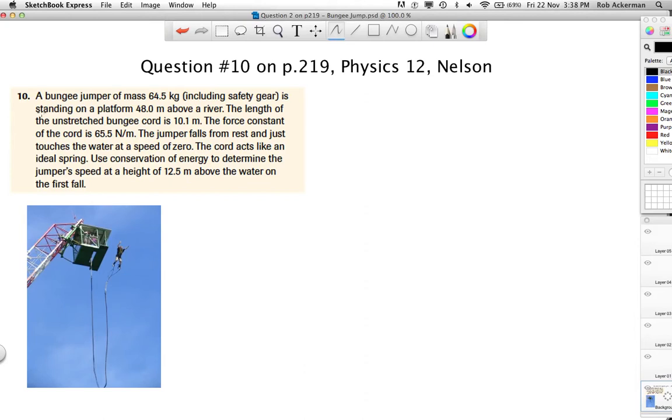So let's have a look. It's question 10 on page 219, and here's how it goes. There's a bungee jumper, mass given, and this jumper is standing on a platform above a river, maybe like what you see in this image right here.